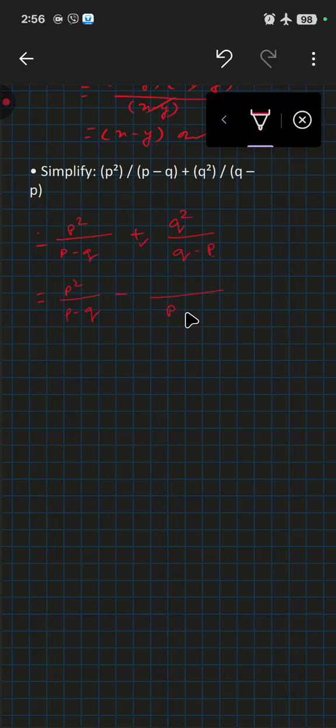Q minus P is going to be P minus Q. As a result, both of them have the same denominator, P minus Q. The LCM is the same, so the numerators will be written same to same: P square minus Q square. Now that will go into the formula, that is P plus Q into P minus Q. In the denominator we also have P minus Q, so that can be reduced, and the answer for this question is P plus Q.